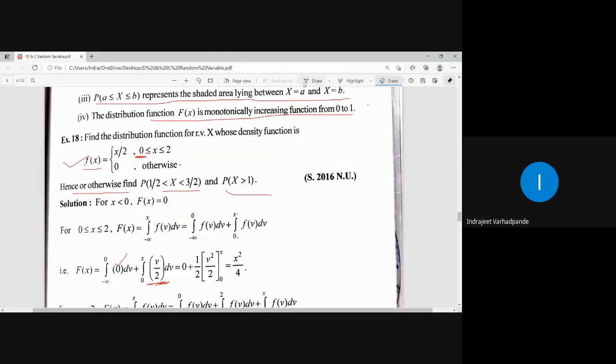So for the first interval, the value is 0. For 0 to x, the value is v by 2. X by 2 is nothing but v by 2. And the integration of that comes out to be x square by 4.